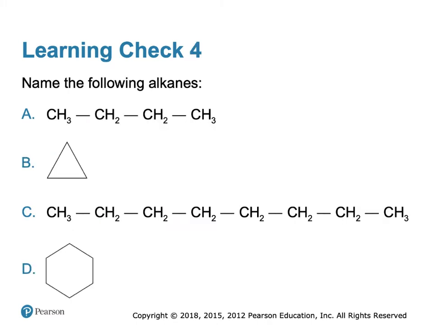Here's another learning check where we're going to look at nomenclature. So we have 4 carbons in the first example. This will be butane. We have 3 carbons in the second example. The parent name will be propane, but it's a ring, so we have to add cyclo: cyclopropane.